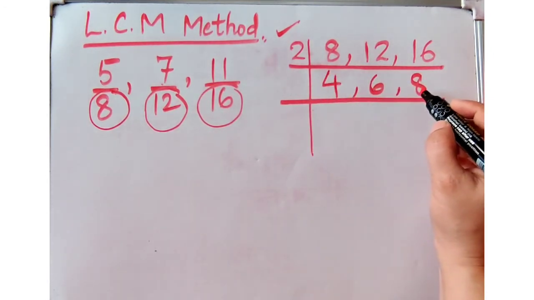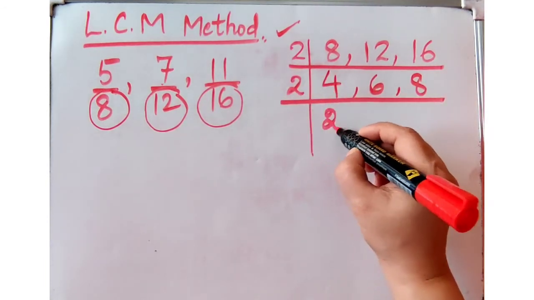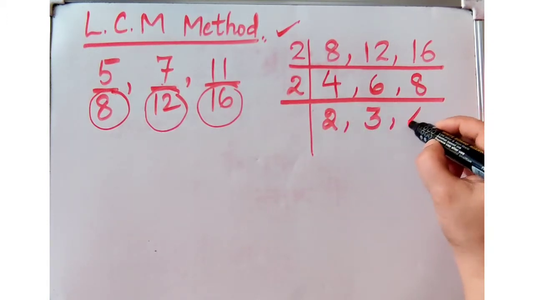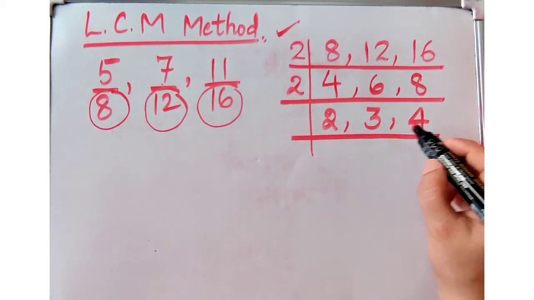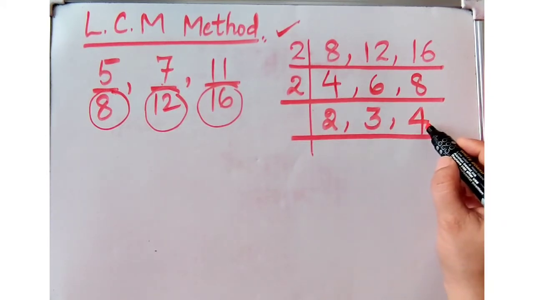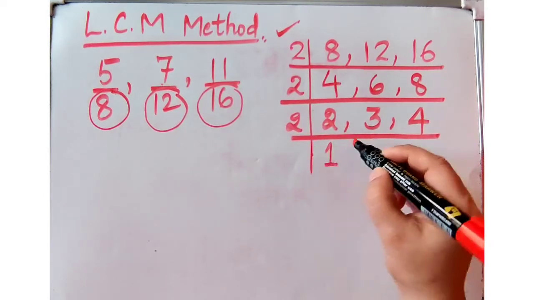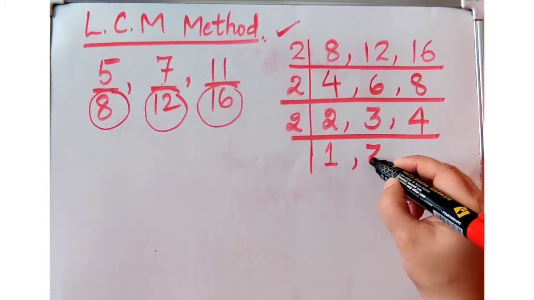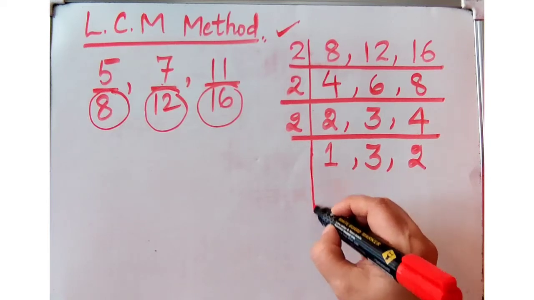Again these are multiples of 2. Therefore dividing again by 2. 2 2s are 4. 2 3s are 6. And 2 4s are 8. So we are left with 2, 3 and 4. Where 2 numbers again go by 2. So 2 1s are 2. 3 doesn't go by 2, so I will just copy it down. 2 2s are 4.